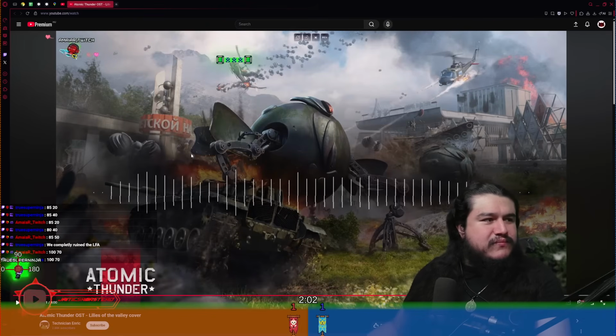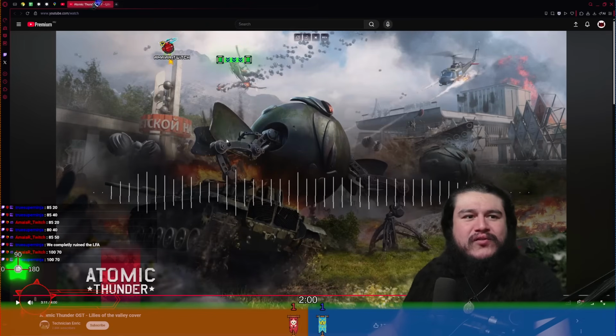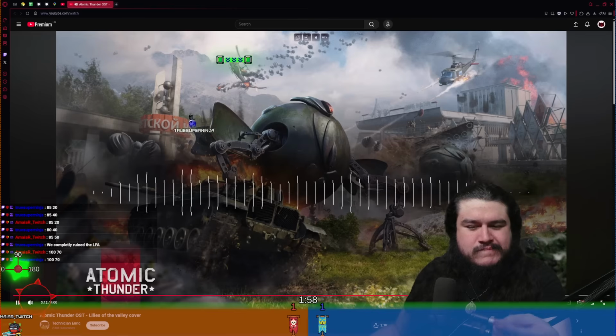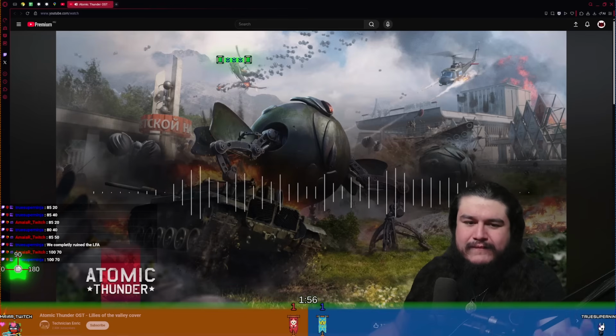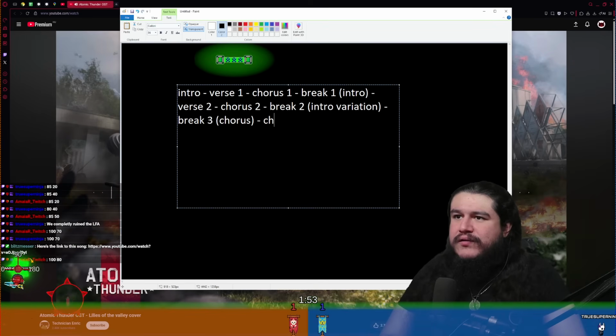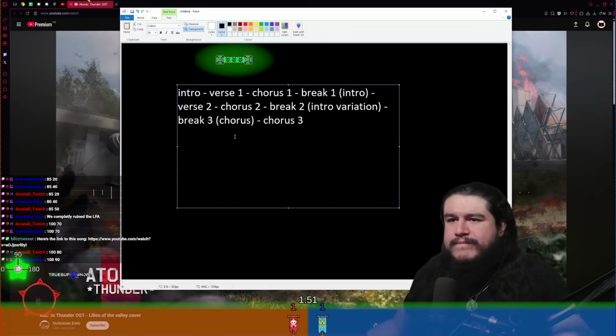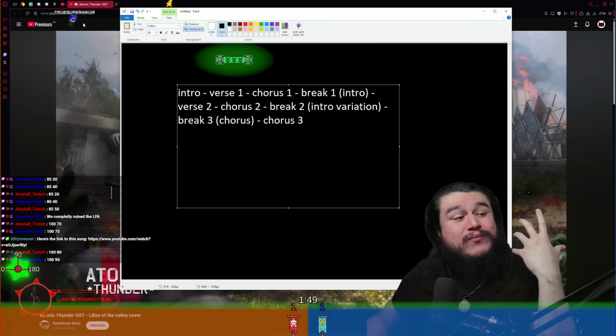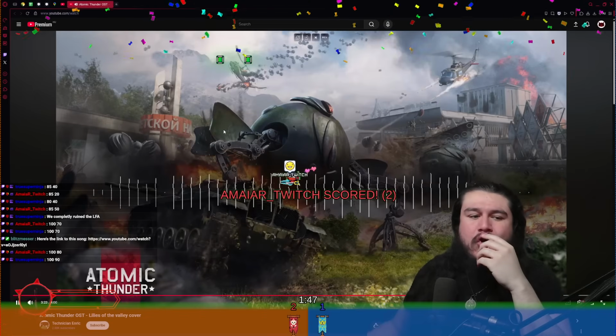Completely ruined the LFA? Nah, you're just playing basketball. Let's see where this goes. Chorus number 4. Oh, chorus 3, sorry. Fourth time we're hearing the melody, but the chorus itself.